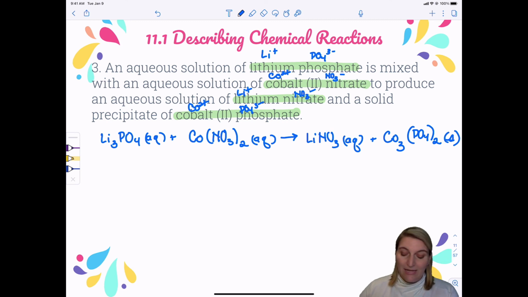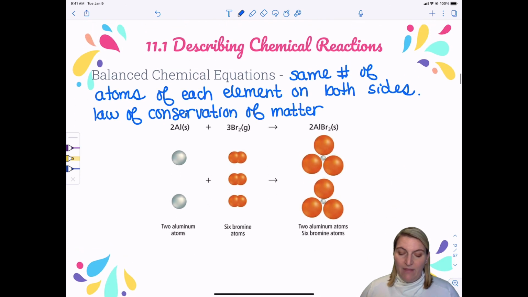But as we can see, this actually is not what we're going to call balanced. If I look at this, it tells me there's 3 lithium. I'm starting out with 3 lithium ions, and then at the end I only have 1 lithium ion. That doesn't make any sense. According to the law of conservation of matter, matter is never created nor destroyed. So those 3 lithium ions that I had in the beginning have to be there in the end. And the process of making sure that that happens is balancing, making a balanced chemical equation, the same number of atoms of each element on both sides.